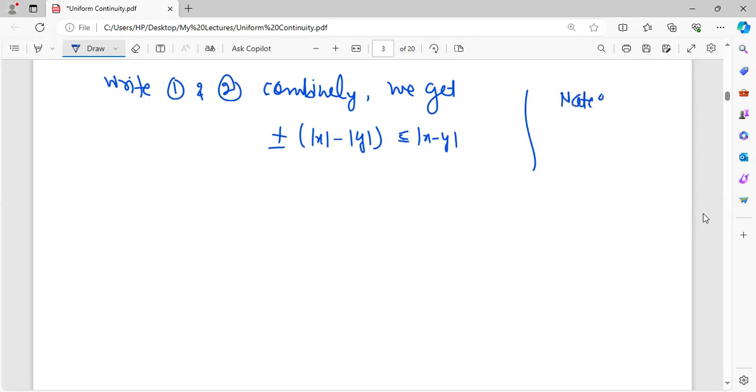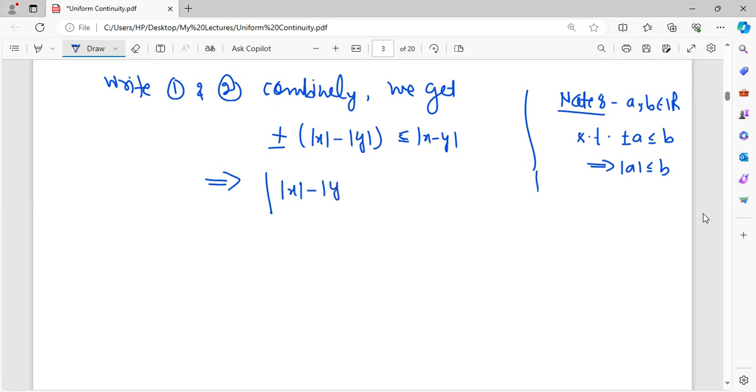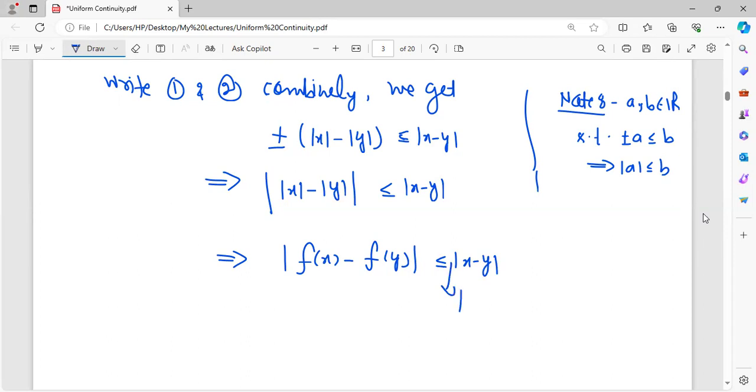Suppose we have two real numbers a and b belonging to R such that plus minus a is less than or equal to b, then we know that the absolute value of a is less than or equal to b. The same thing is happening here. So what does it mean? ||x| - |y|| is less than or equal to |x - y|. But this is my f. So what is this? |f(x) - f(y)| is less than or equal to |x - y|. So I can take k equal to 1 here. So this implies f is a Lipschitz function.